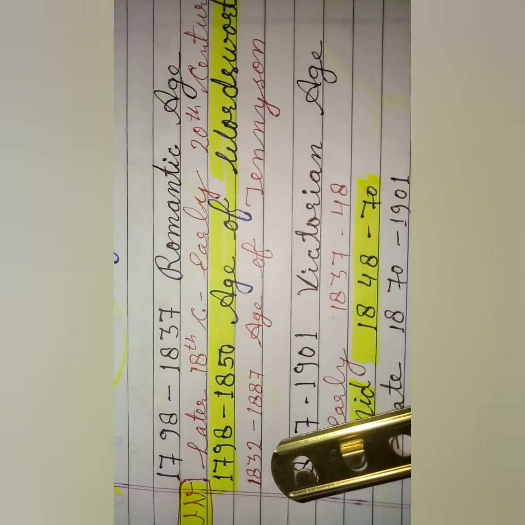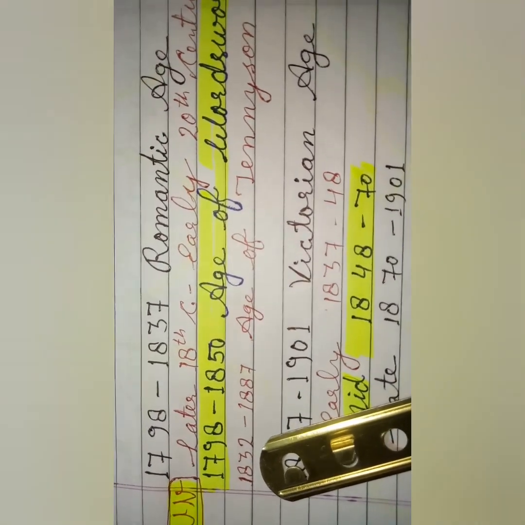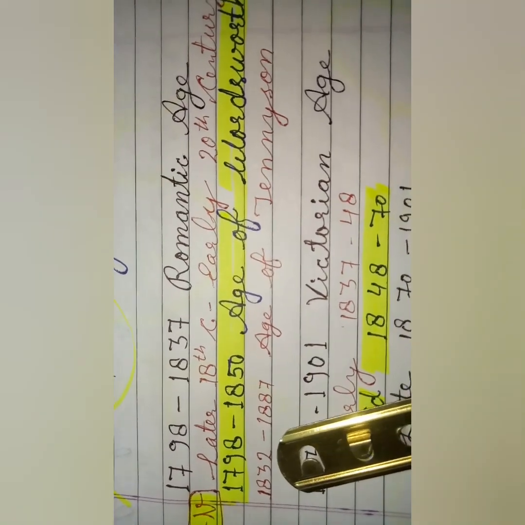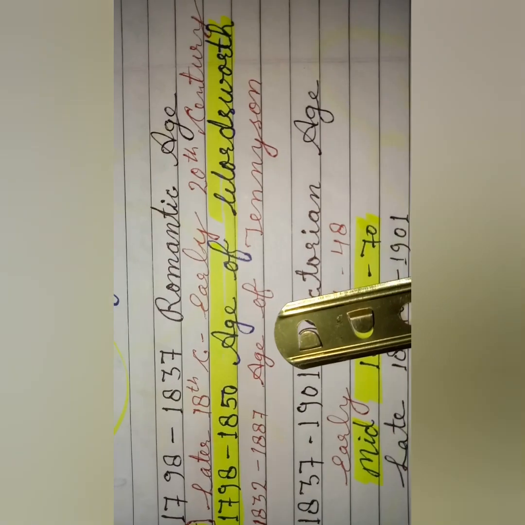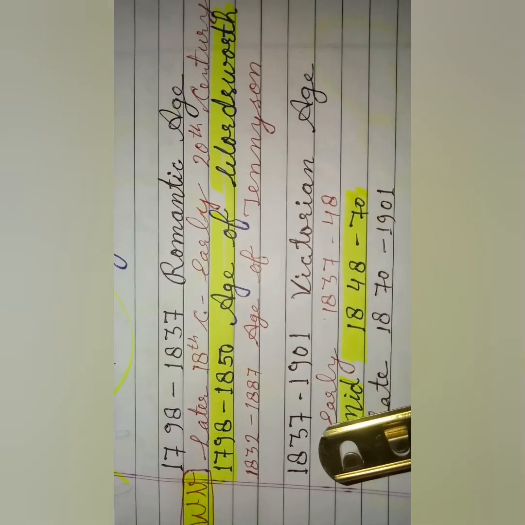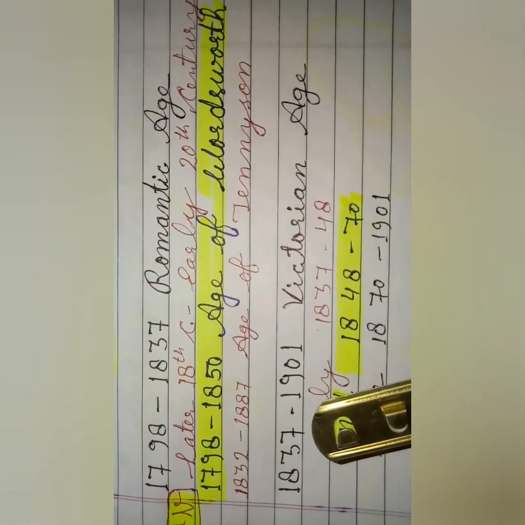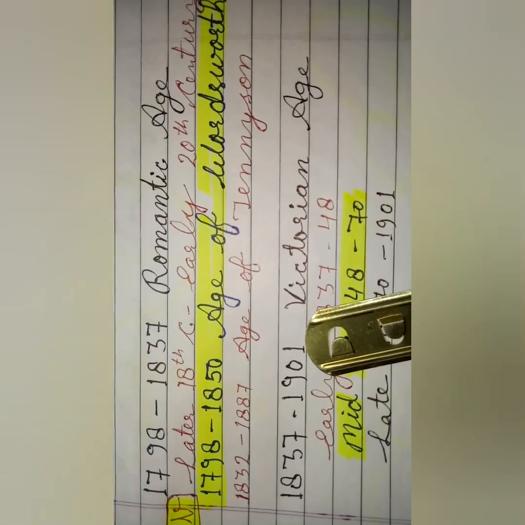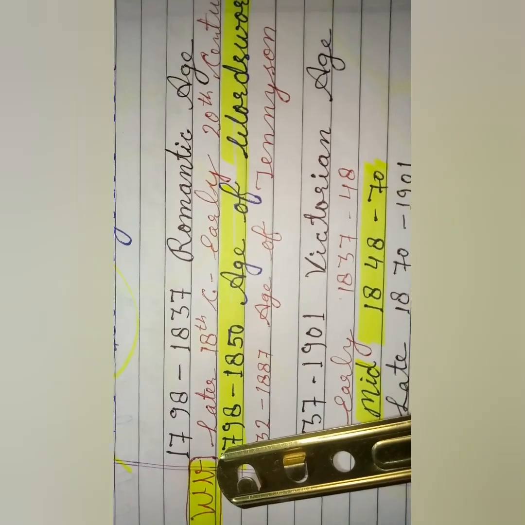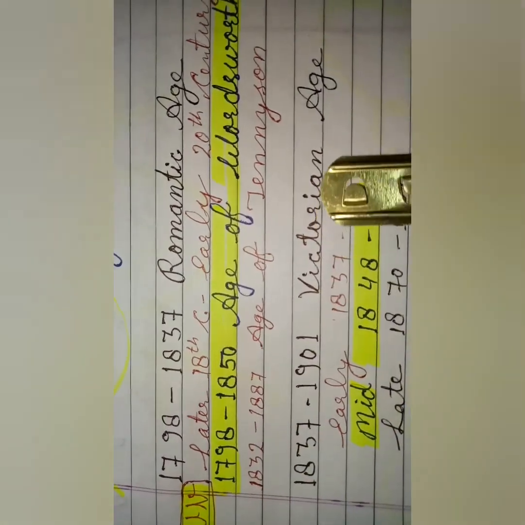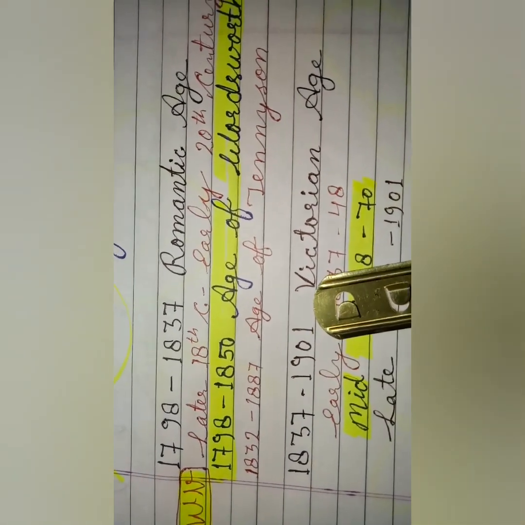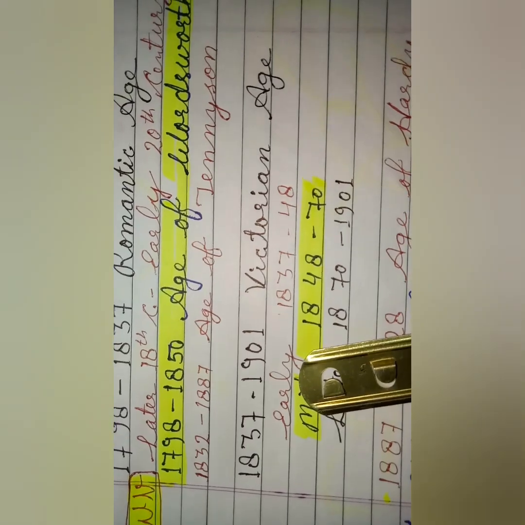The next one is 1832 to 1887, Age of Tennyson. The next one is 1837 to 1901, Victorian Age. Yes, this V is for Victoria. V stands for Victorian Age, 1837 to 1901.